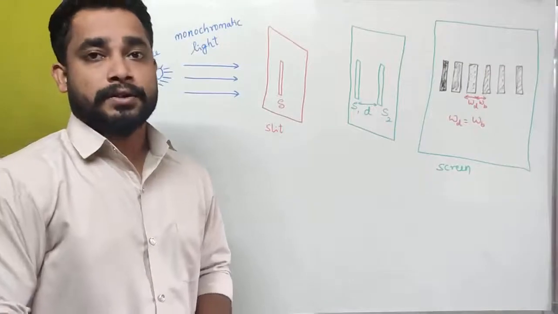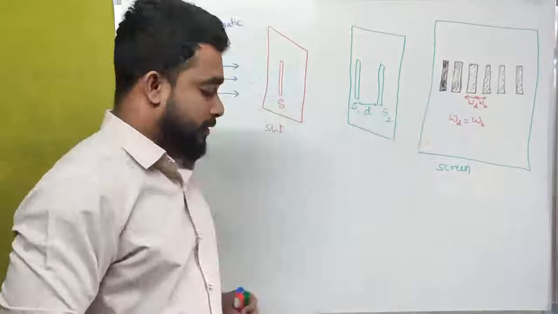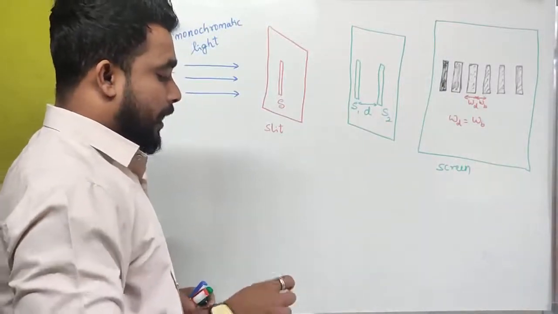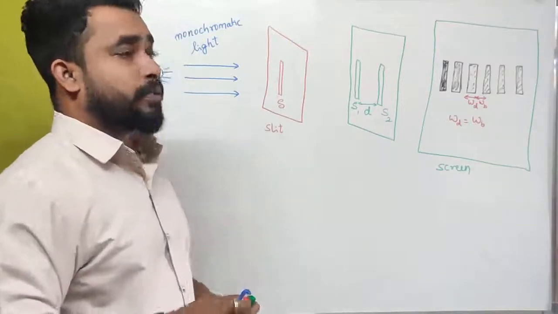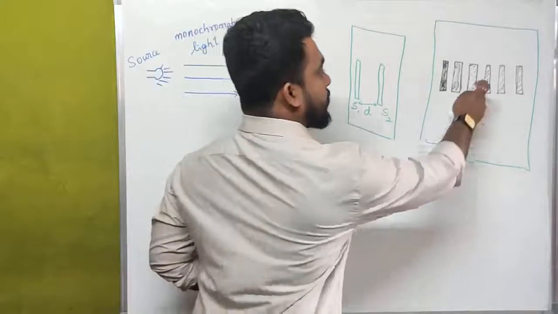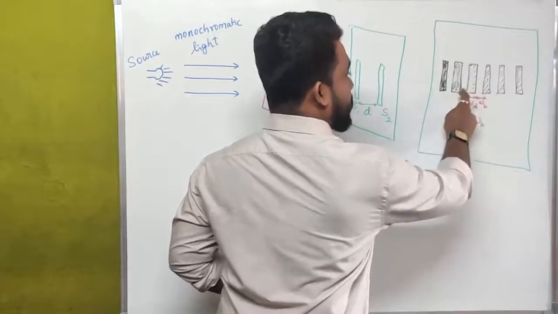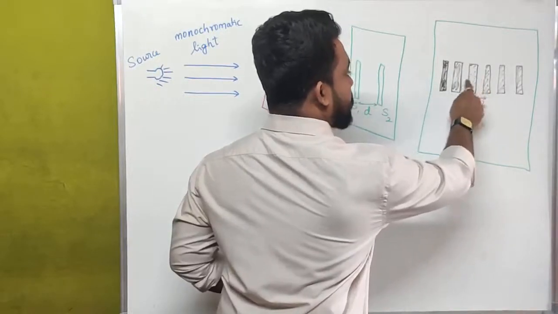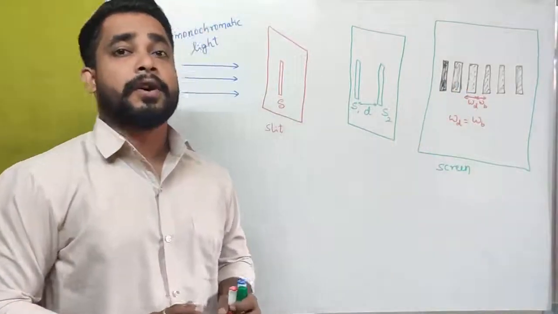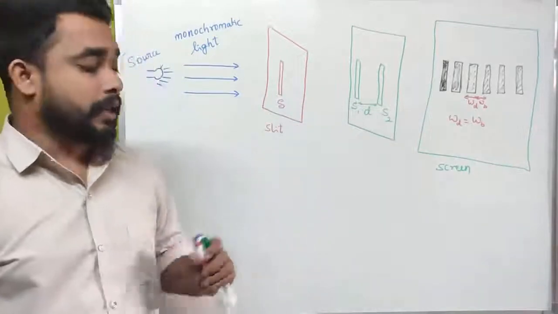How is the interference pattern obtained? We are getting bright, dark, bright, dark, bright, dark. This is the pattern of our interference fringes. And the intensity of the bright fringes is same throughout the interference pattern. For example, the intensity of this particular region is same as the intensity of this bright fringe. This is our bright fringe, and this one is also our bright fringe, and this one is also our bright fringe. The intensity of all bright fringes is same in the case of interference pattern.